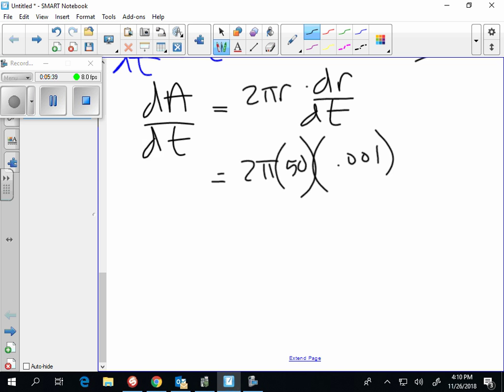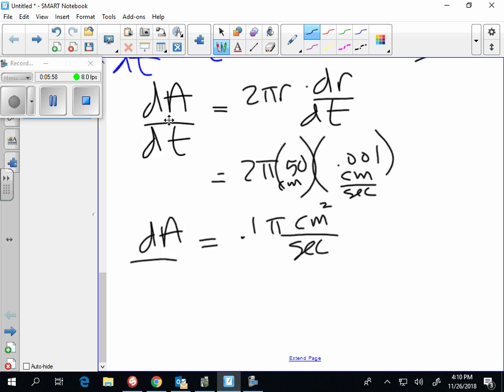And think about the units here. This is centimeters. This is centimeters per second. So we're going to end up with 0.1 pi centimeters times centimeters is centimeters squared per second. Well, isn't centimeters squared per second a change in area with respect to a change in time? So there's my dA/dt. dA/dt is this. In fact, I'm just going to pick up a calculator and check that just to make sure. I multiplied 100 times 0.001. Yes, 0.1. Okay.